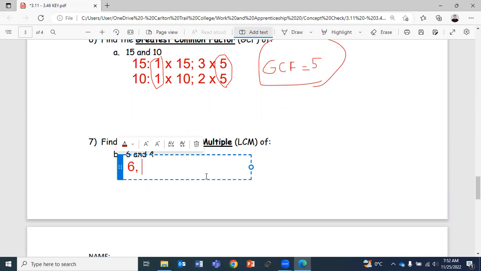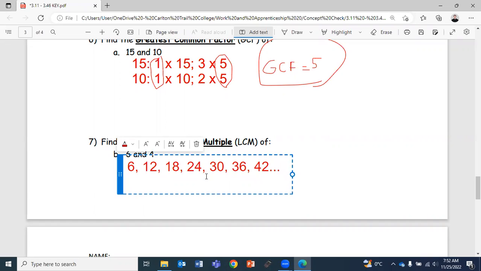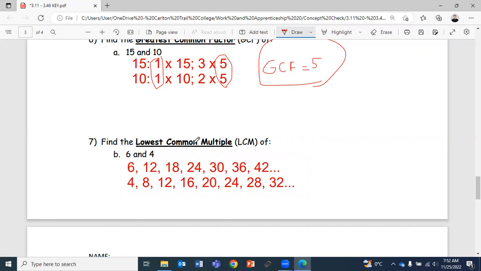Okay, lowest common multiple. Remember, all you do is take your number, list it. 6, 12, 18, 24, 30, 36, 42, and so on and so forth, right? List your 4, 8, 12, 16, 20, 24, 28, 32, and so on and so forth. What are all my common multiples here? Well, there's 12. There's 24. That's it so far. But I want the lowest one. My lowest one here is 12 that I've circled. So my lowest common multiple is equal to 12.